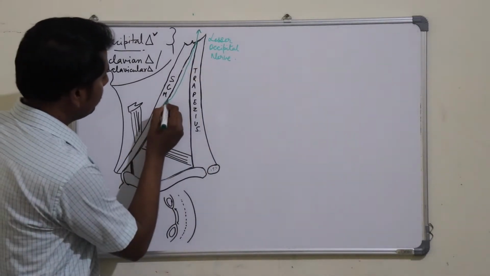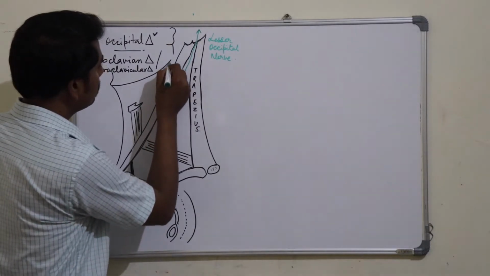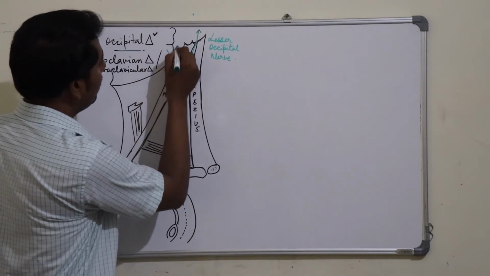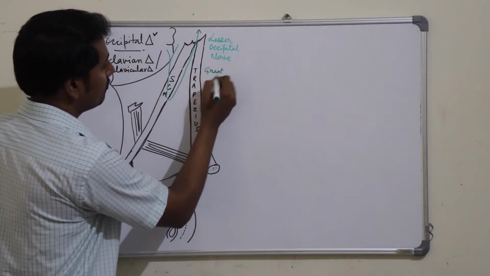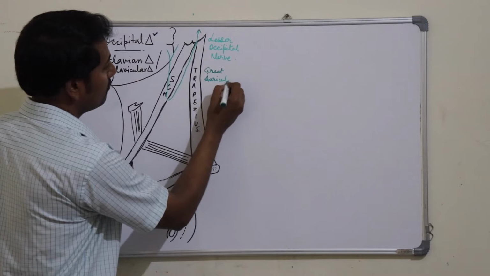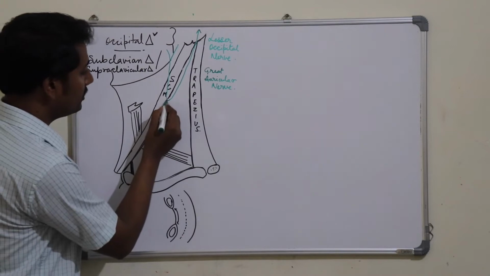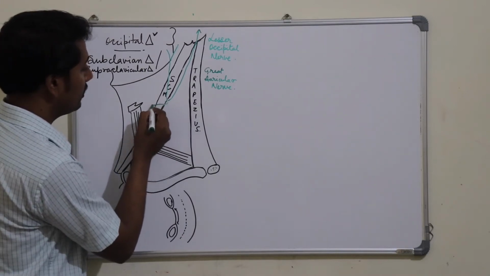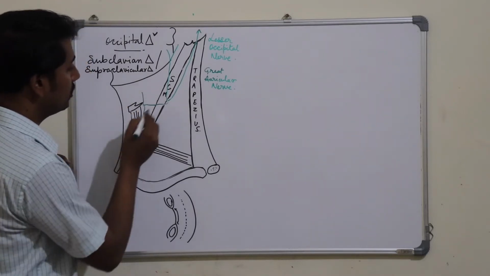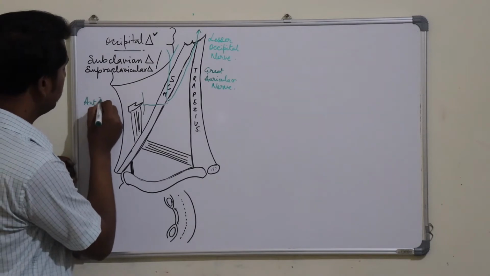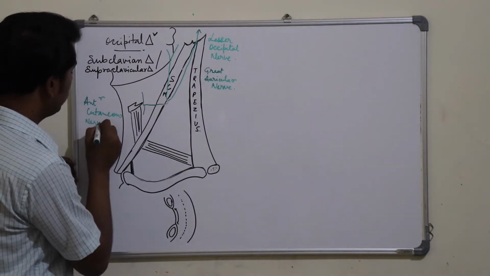The second cutaneous nerve is the great auricular nerve, which also arises from this point, goes upwards to supply the region of angle of mandible. This is the great auricular nerve. The third cutaneous nerve is the anterior cutaneous nerve of neck, which goes forwards and divides into an ascending branch and a descending branch. So this was the anterior cutaneous nerve of neck.